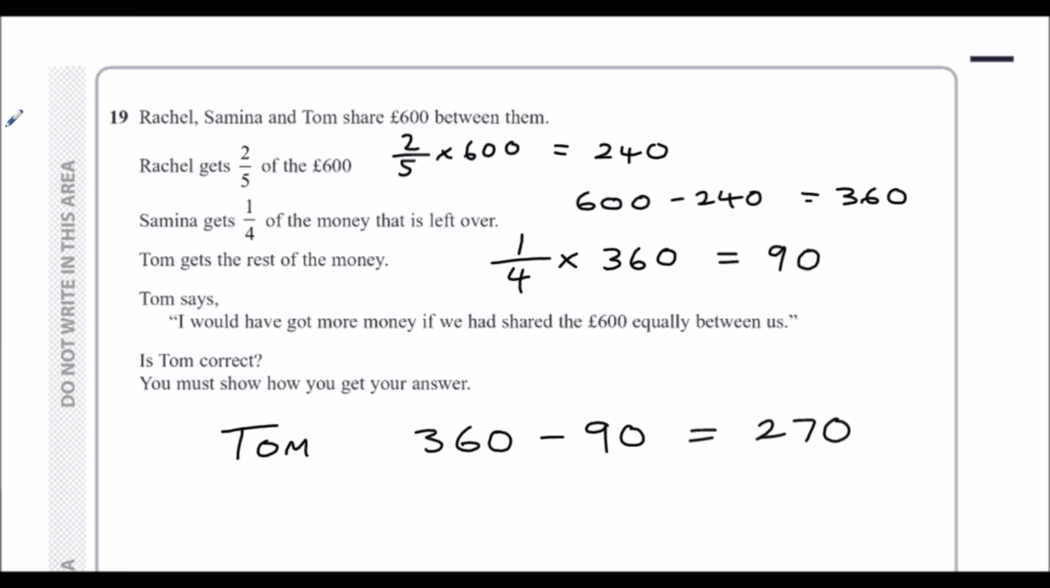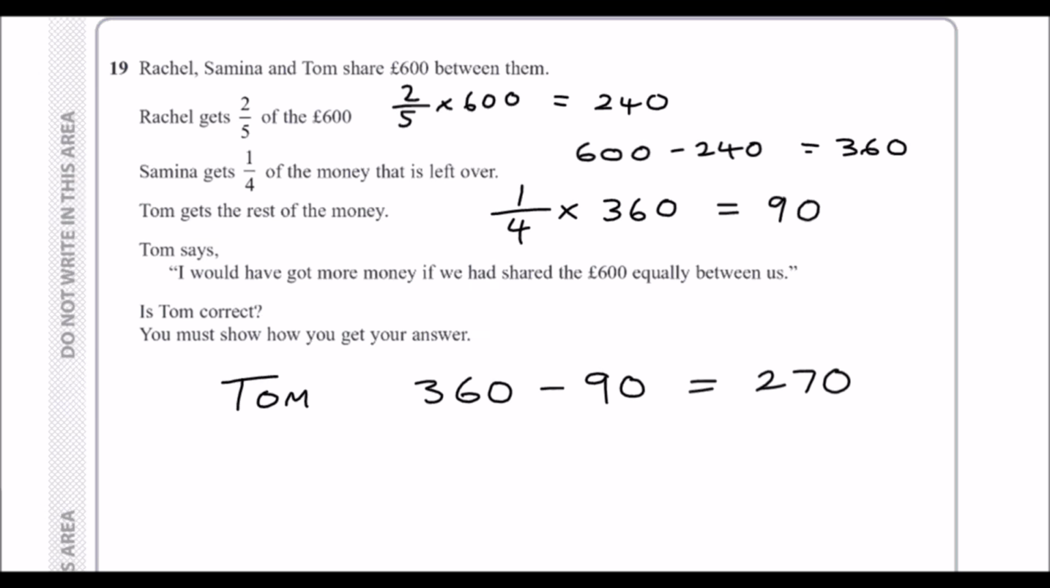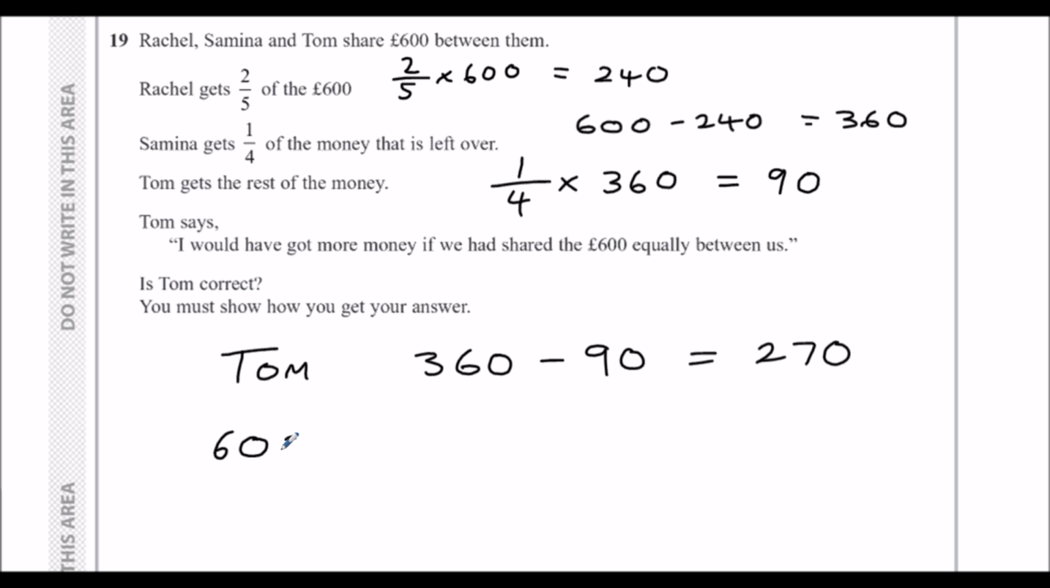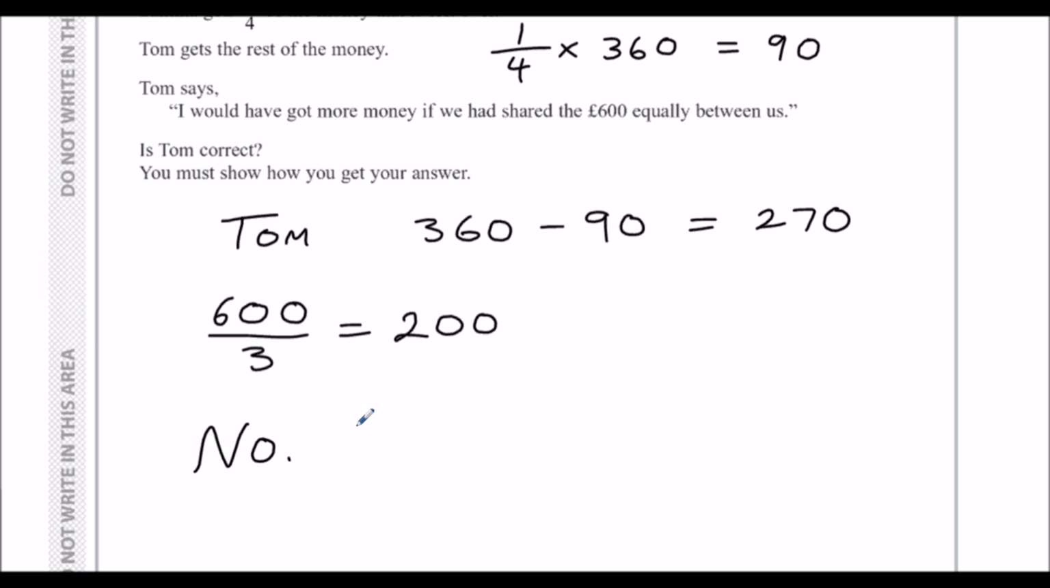Is Tom correct? Well, if they had shared it equally, they would get 600 divided by 3. 6 divided by 3 is 2. So 200 each. So is he correct? Would he get more? No, he's going to get less. No, he's not right, because £270 is more than £200. So if they'd shared it equally, he would have got 200 instead of 270. So he would have got less money.